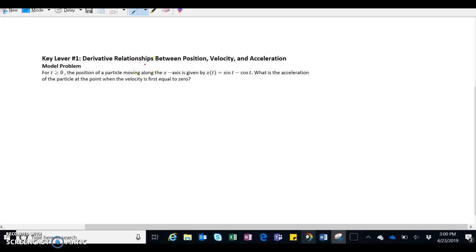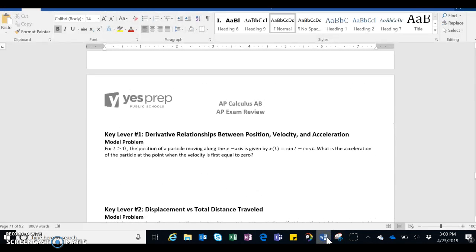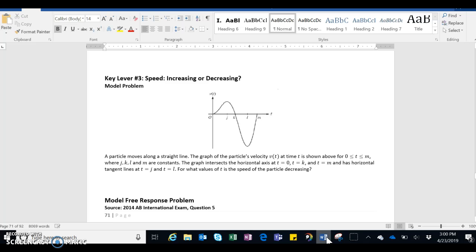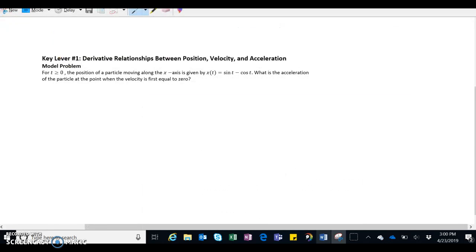Hi everybody, I'm here to talk about particle motion, and this can be found in your packets. Shoot, I don't know what page, hold on. Page 71 is where we're at on this first key lever. So get your packets out, get ready to take some notes.